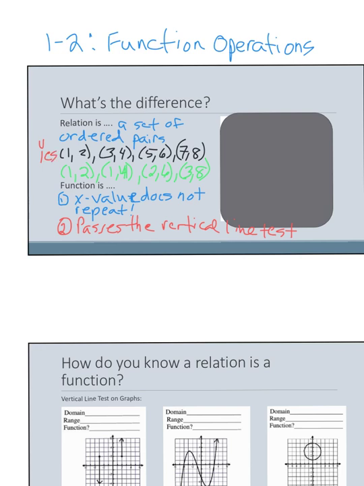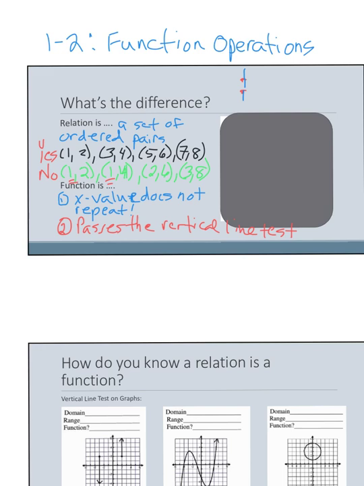Then the second one, if you look at this one and this one. Because those two values repeat, that cannot be a function. And in fact, if you graphed (1, 2) and (1, 4), they would be vertical to each other. And then if you tried to put a vertical line through them, it would touch that line more than once, which means it doesn't pass the vertical line test. So no, this one is not a function because the x value repeats.